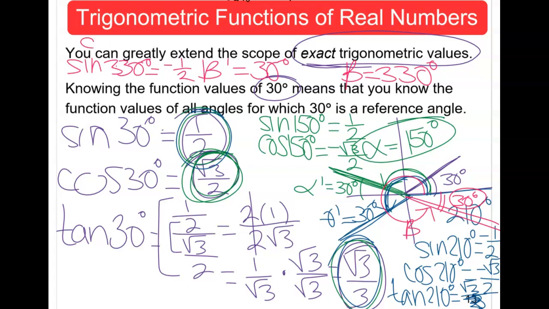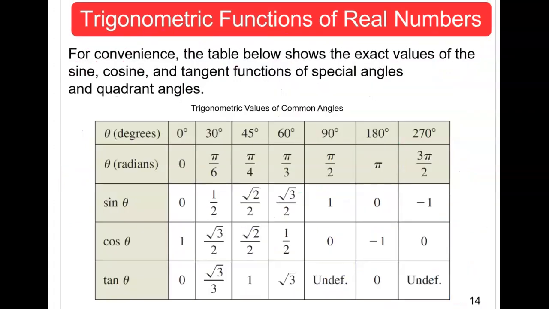But the cosine of 330 will actually be positive because the x's are positive in quadrant 4. So it will be the positive square root of 3 over 2. For convenience, the table below shows the exact values of the sine, cosine, and tangent functions of special angles, and also for the quadrant angles.